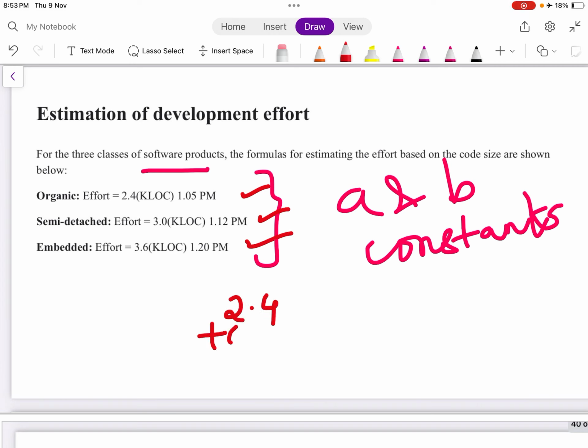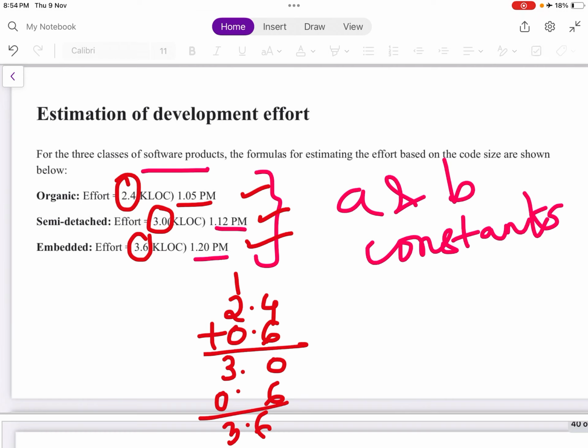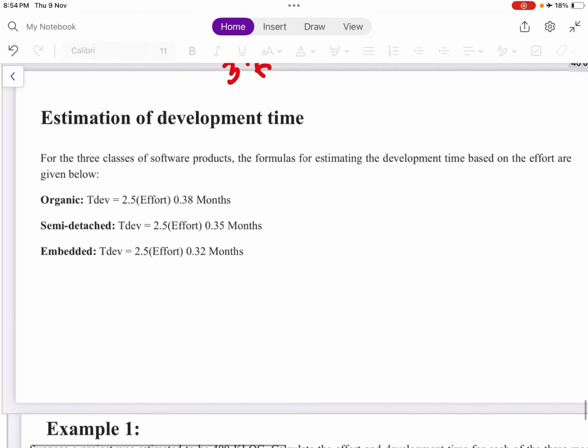So your 2.4, when you add 0.6, you get 3. When you add 0.6 to 3, you get 3.6. There is no shortcut for this, you have to remember 1.05, 1.12, 1.20. This is the way I remember: by adding 0.6 for these values, I have learned them. Organic, semi-detached, and then embedded.